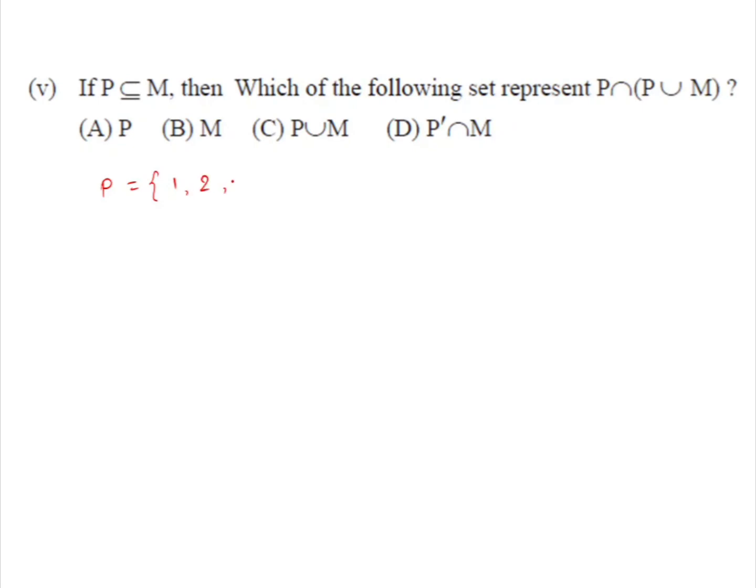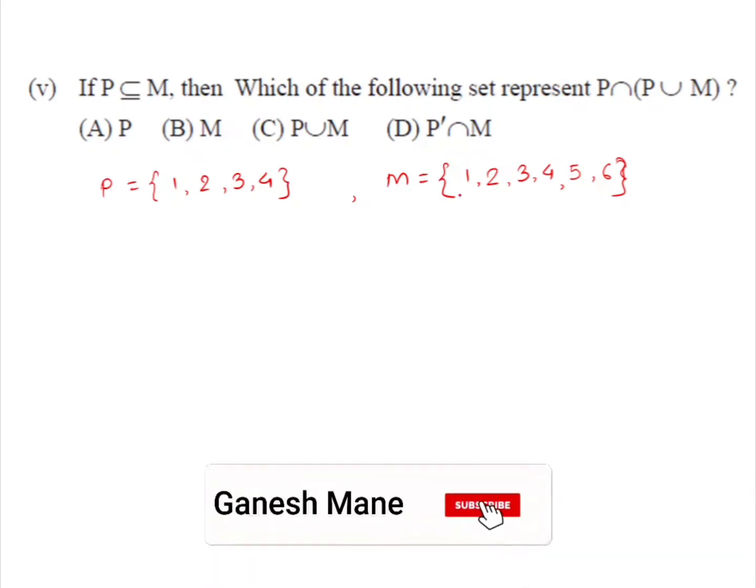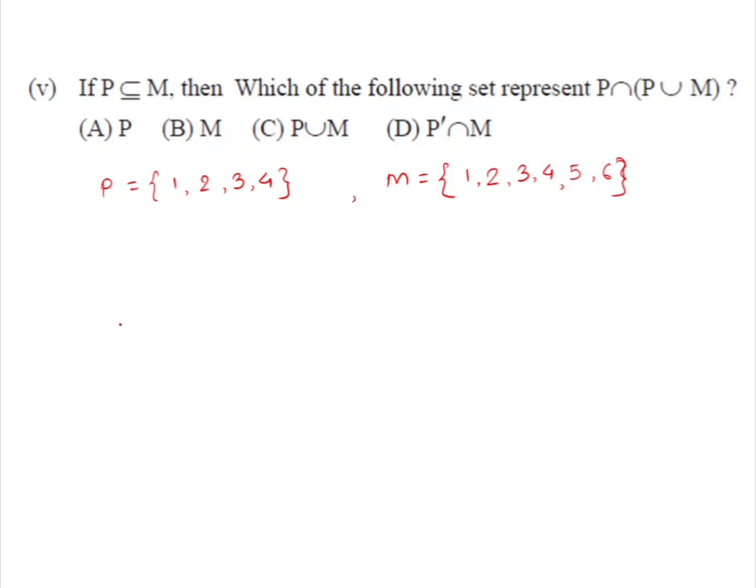P has elements 1, 2, 3 and 4, and as P is a subset of M, all the elements in set P must be in set M, that is 1, 2, 3 and 4, and it can have more elements than P. So let us consider P has 4 elements 1, 2, 3, 4 and M has 1 to 6. Now we have to find P intersection P union M. So first of all we should find P union M.